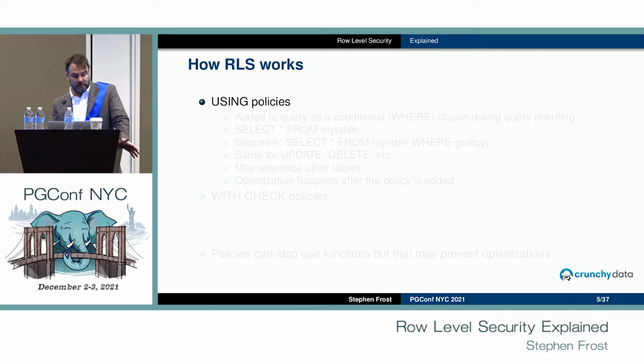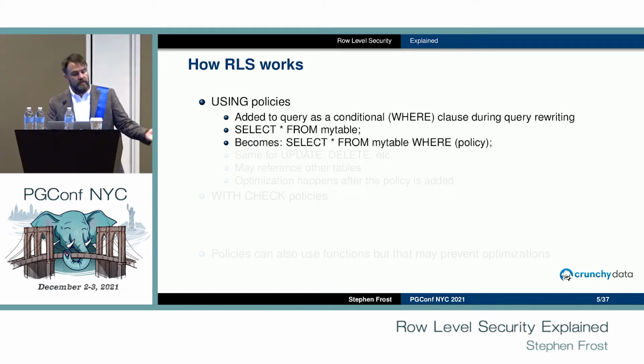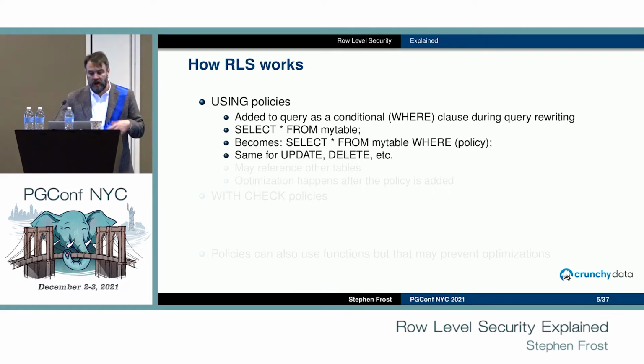So the way that RLS works is that the using policies, the using clauses, are added to each query as a conditional, right? They basically go into the where clause. This happens during the query rewrite phase, so pretty early on. The way that things work in Postgres is we do parsing first, then query rewrite, then optimization, and then execution. So if you have something like a select star from my table and you have a policy, that becomes select star from my table where policy, okay? The same goes for update and delete statements.